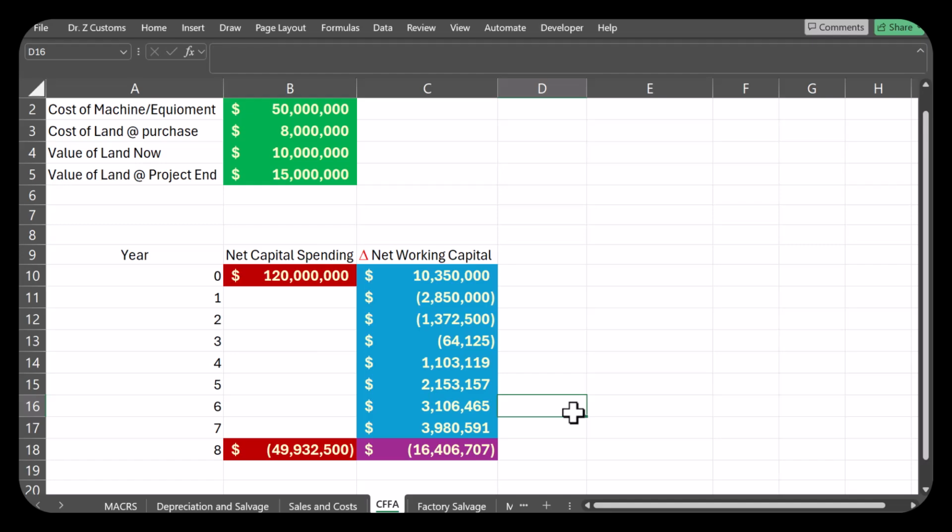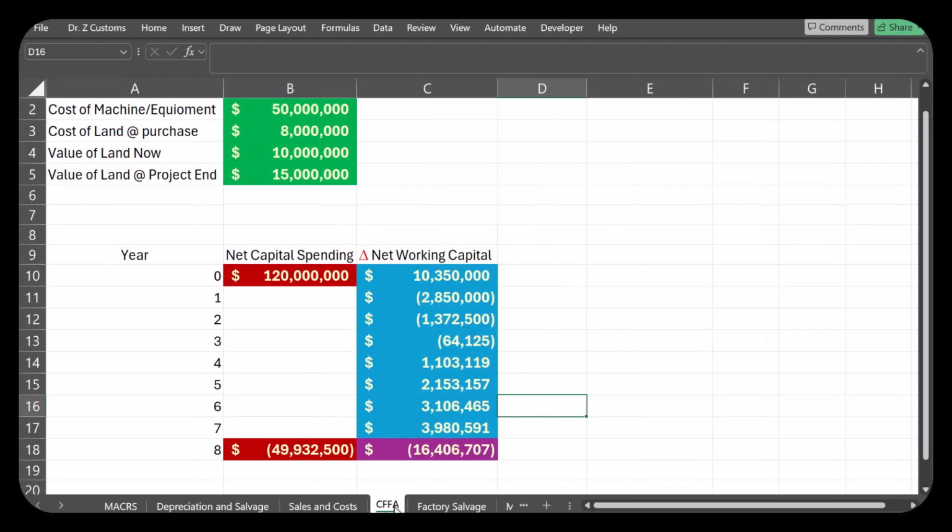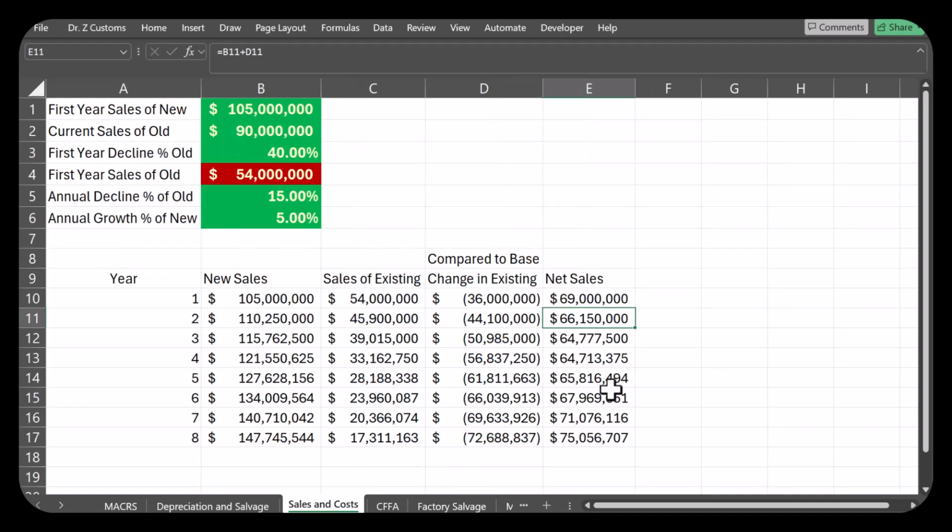Let me make sure that I have this correctly. Yeah, I do. Okay. So here your net sales is not all the way going up or all the way going down. Okay, that part is done.